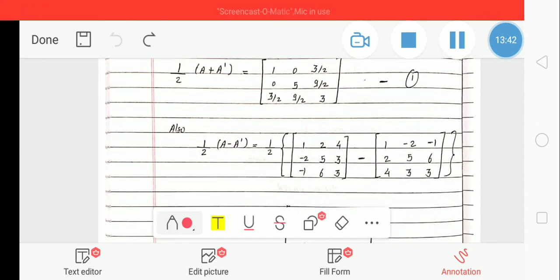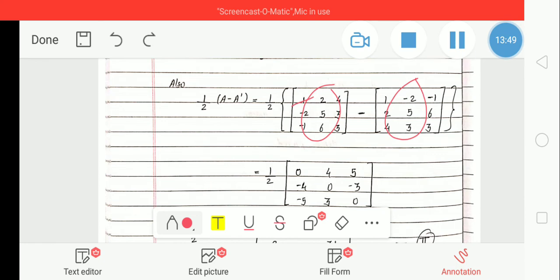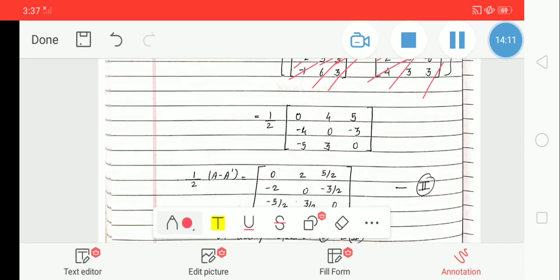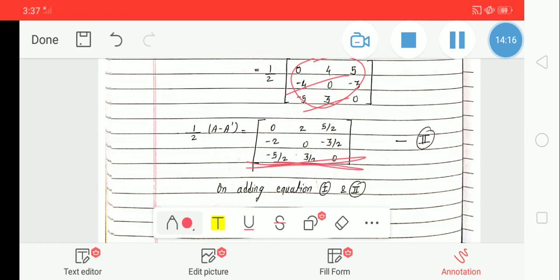Also half of A minus A dash. So half of matrix A minus matrix A dash. Then subtraction: 2 minus minus 2 means minus minus plus, so 4. Minus 1 minus 1 is minus 2, minus 5 minus 5, 3 minus 6, minus 1 minus 4, 6 minus 3, 3 minus 3. So we get this equation, and divided by 2, we get this matrix.